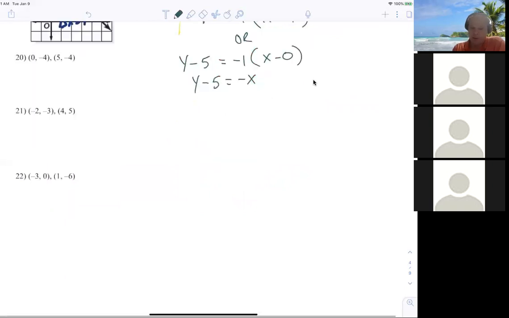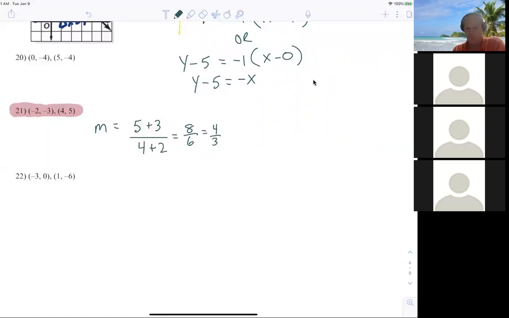All right, now we're looking at 22. Now they don't give you the graph. Okay? So in order to write the equation, you need the slope. So let's do the slope first. So m equals 5 plus 3 over 4 plus 2. 8 over 6, 4 over 3. All right, so that slope is 4/3.